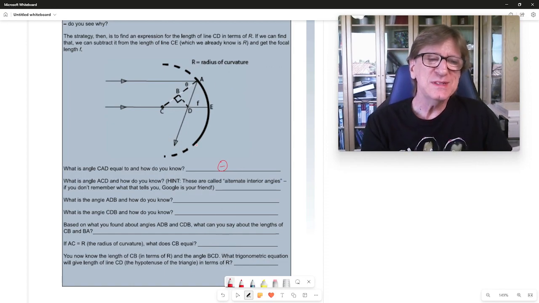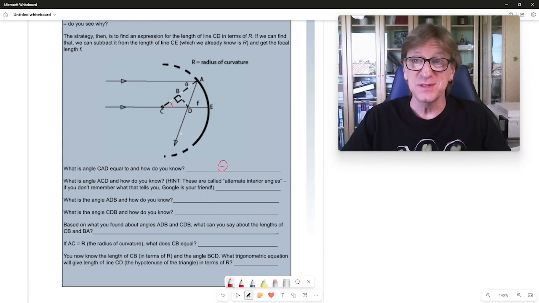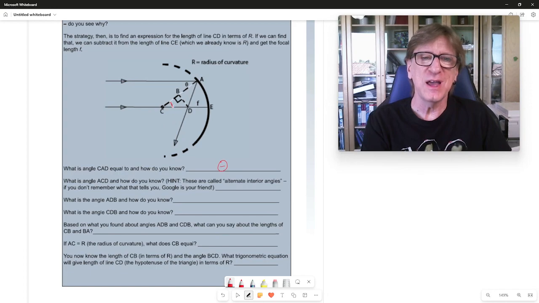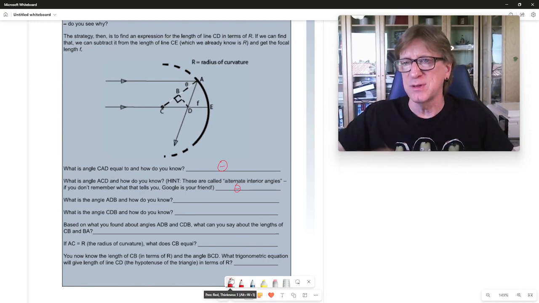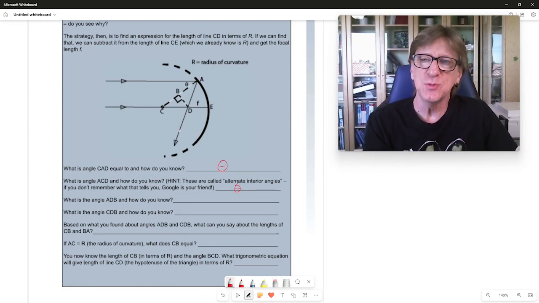So what is the angle ACD? That's this angle. And how do you know? Well, this is geometry. Well, these are alternate interior angles. So I've got parallel lines and a line that cuts through. So these two angles are also the same. So that must also be theta. Okay, make sure you're following each step so that we can kind of just walk through these triangles. And that's pretty typical. That's why we call it geometric optics, is because you're really just using the geometry to figure out what's going on.